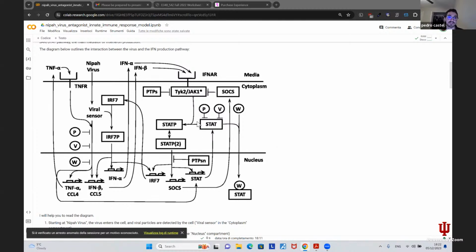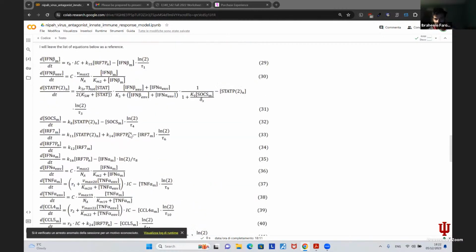We have enough evidence for every single one of these agents, let's say. So eventually, if you're ambitious enough, your model has to include all of them. I assume that this pathway without the P, V and W was already studied and modeled before, and they're just trying to fit P, V and W into the existing model, seeing where they can add inhibitions or promotions that will give them the curve that they got experimentally.